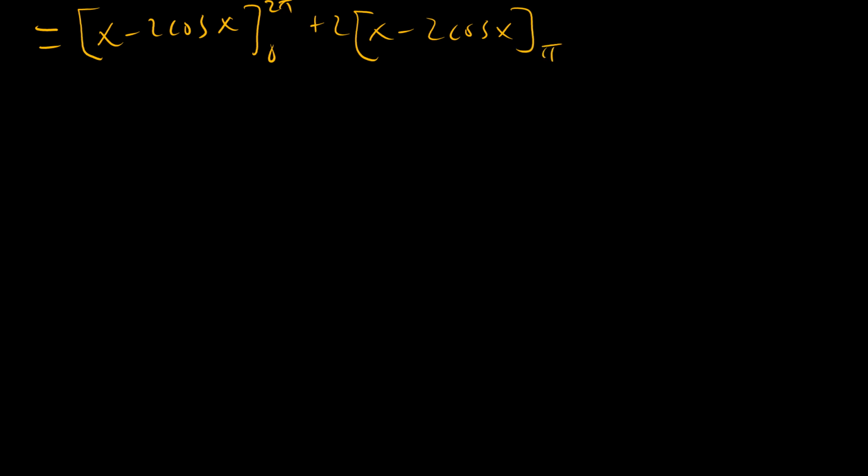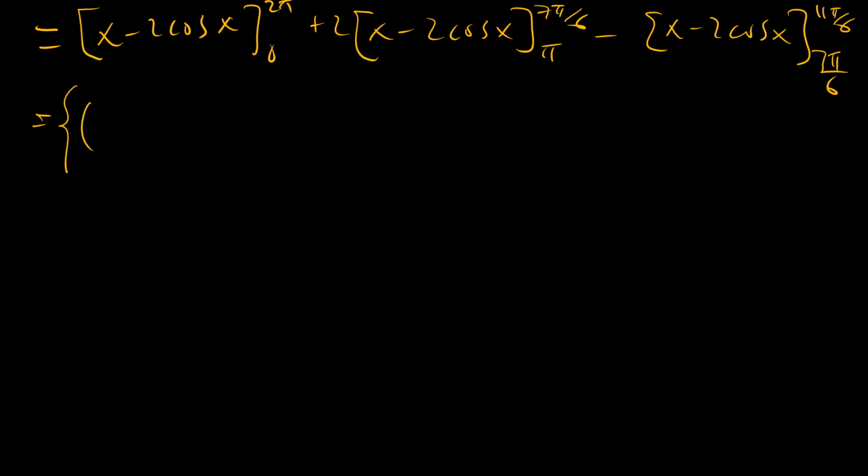So let's rewrite what we had previously. So we have x minus 2 cosine x from 0 to pi, plus 2 times x minus 2 cosine x from pi to 7 pi over 6, and then x minus 2 cosine x from 7 pi over 6 to 11 pi over 6, which is equal to... actually, let me apologize. What we have here is just pi.